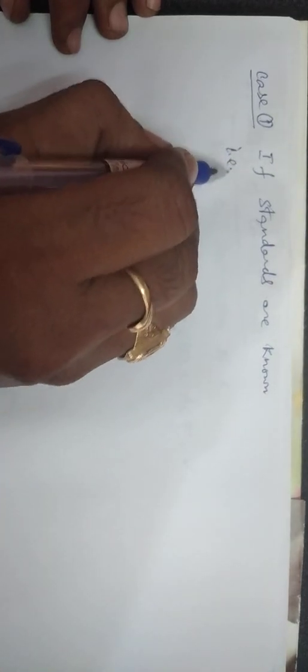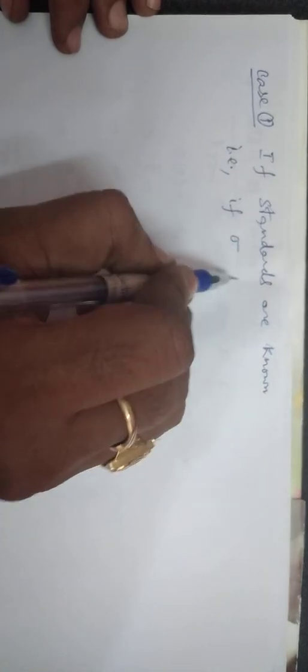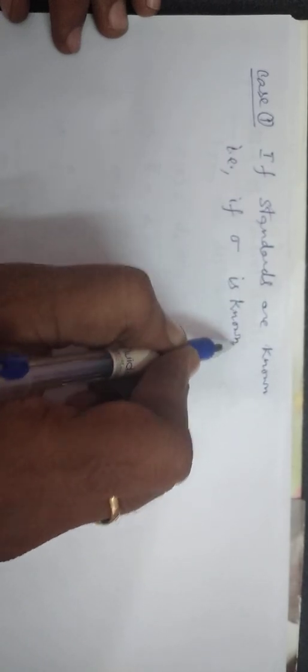Standards are known means here I specify that sigma is known. Why have I specified only one parameter, sigma, and why not mu and sigma? Because the concept of mu is not involved here, only sigma is involved. Therefore, I have considered only sigma.